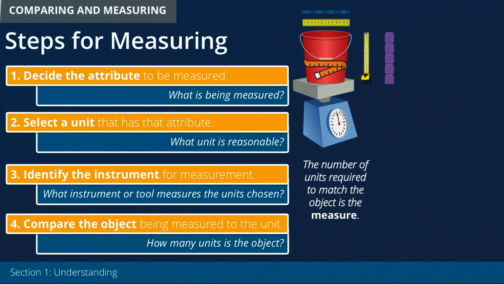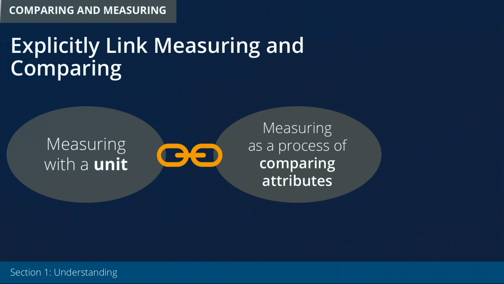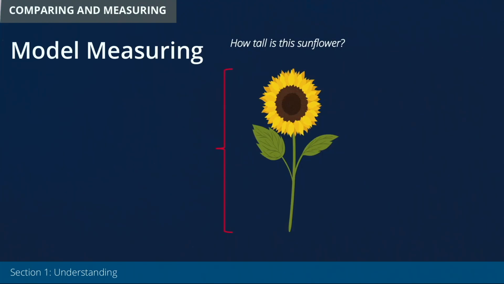So those are some steps that are important to think about as we ask students to start to measure different things in their environment. Now, as we do that, we want to explicitly link measuring and comparing. So we measure with a unit, and then measuring is a process of comparing attributes. Let's try one of these together.